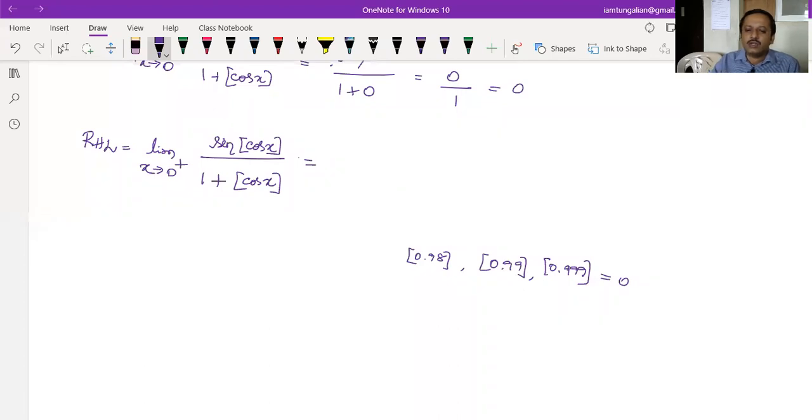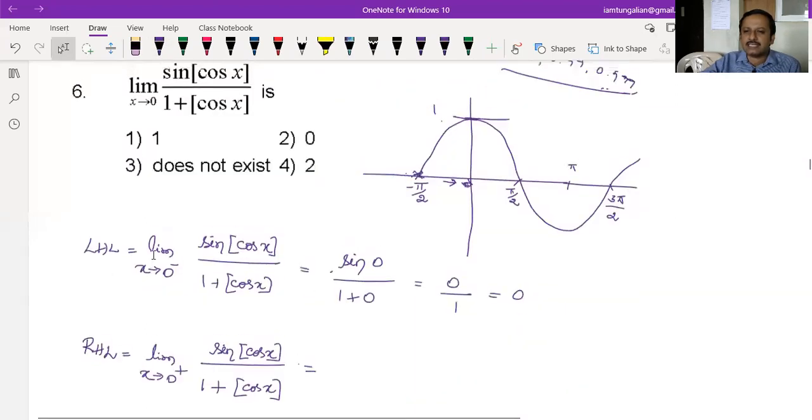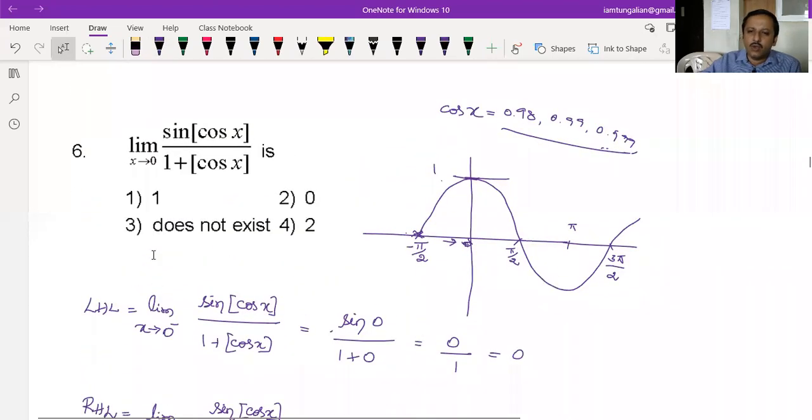Okay. So now look at sine of step of cos x by 1 plus step of cos x when x approaches 0 from right side. When x approaches 0 from right side, what happens to cos x? Cos 0 is 1. See, after 0, cos x is a decreasing function. Look at the graph. Before 0, from minus pi by 2 to 0, it is an increasing function. From 0 to pi by 2, not only pi by 2, even up to pi also, it is a decreasing function.